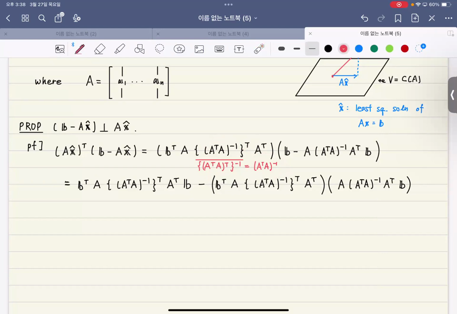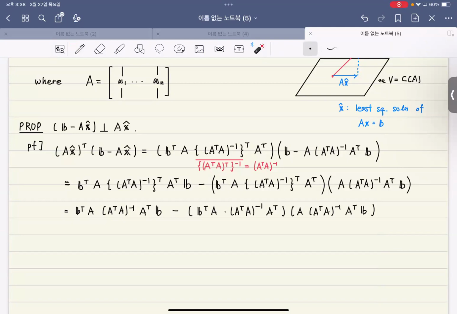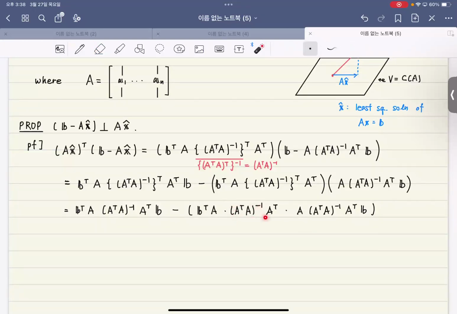So we get B transpose A (A^T A) inverse A transpose B, minus B transpose A (A^T A) inverse A transpose A (A^T A) inverse A transpose B. But you know what? Since matrix multiplications are associative, I am always free to get rid of this parenthesis. So (A^T A) inverse times A^T A, they just cancel out. And the second term turns out to be precisely the same as the first one. So it's just 0.